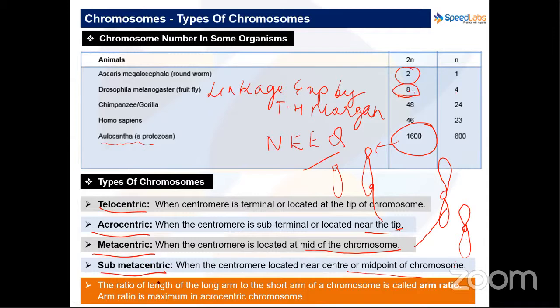So look at this arm ratio. The ratio of the length of the long arm to the short arm gives you the arm ratio, and it is maximum in the case of acrocentric, because in acrocentric, one arm is very long. So the long arm's length will be longest, and the short arm's length will be the least. So over here the ratio will be maximum. So this is also a very important question. You should just do this. All right.